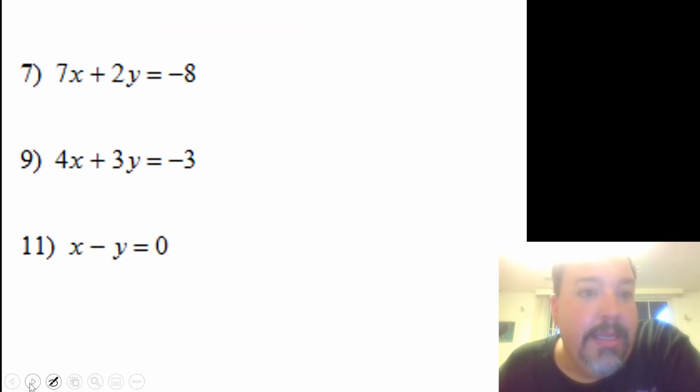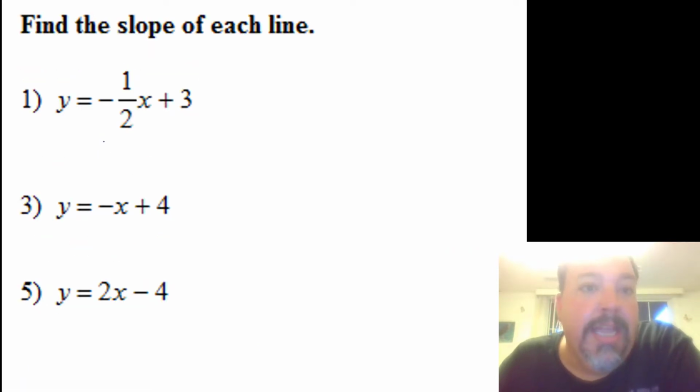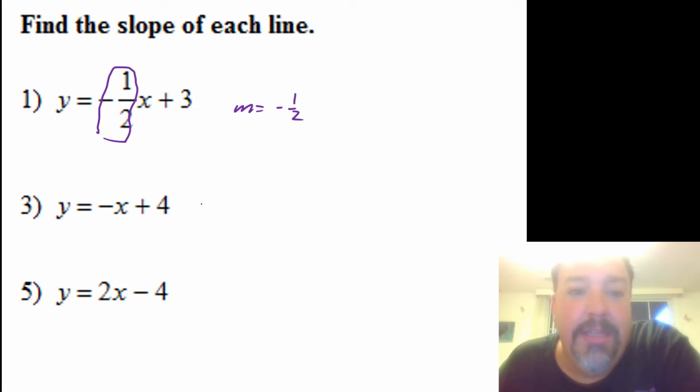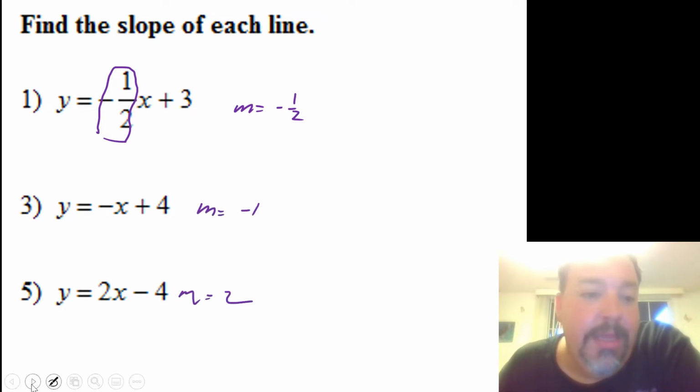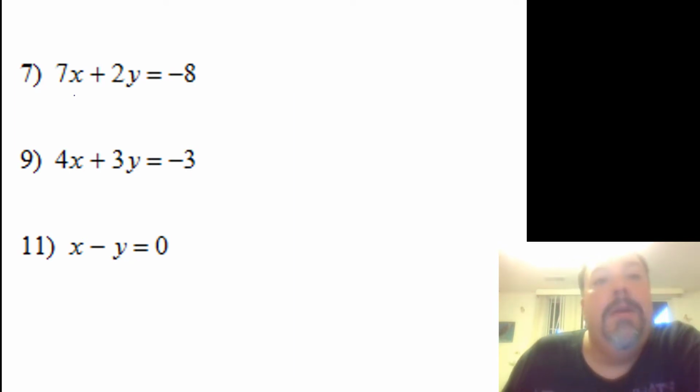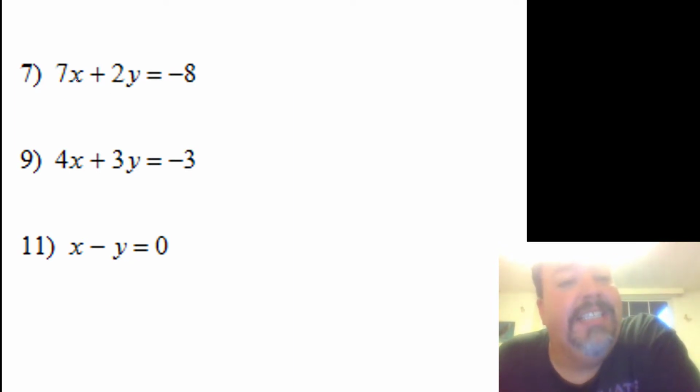So again, the slope is just going to be the coefficient in front of the x. So when you write this, you're just going to write slope equals -1/2. Slope here equals -1. Slope here equals 2. Pretty easy. But let's say that the x is not by itself. So these are not in slope-intercept form. These are in standard form. And so we want to solve these and get the y by itself. So to get the y by itself, we're going to do a couple steps here.